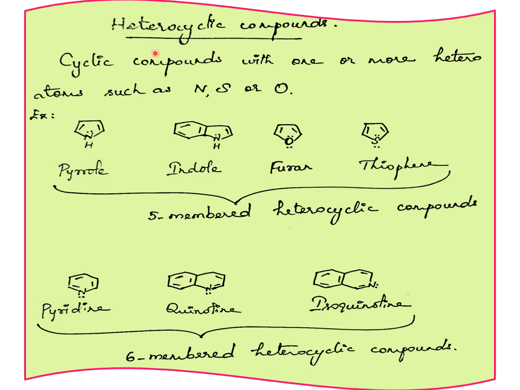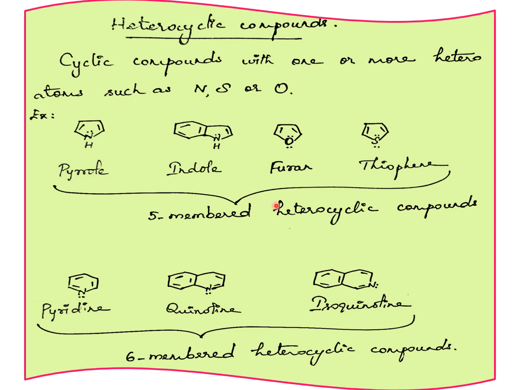Here, first we should know what is a heterocyclic compound. It is a cyclic compound with one or more heteroatoms in that compound. The heteroatom may be nitrogen or sulfur or oxygen.